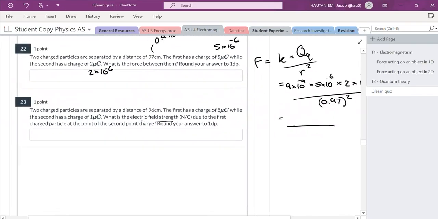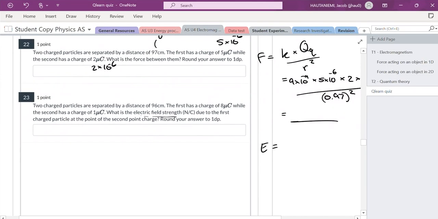Okay, we're finding something different now. We're finding E. Now, the only difference between this one and this equation is we only care about one of those charges. We aren't looking at the effect they have between the two. We only look at one of them. Okay, so what is the effect due to the first one at the point of the second?